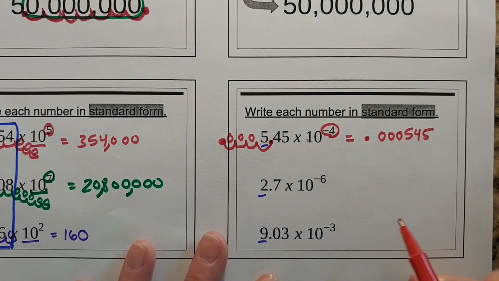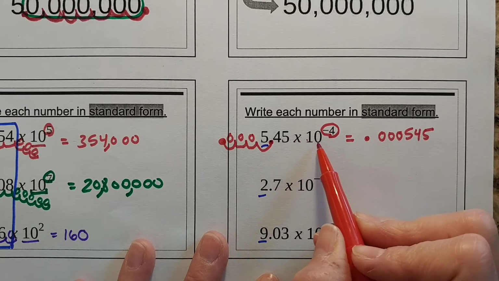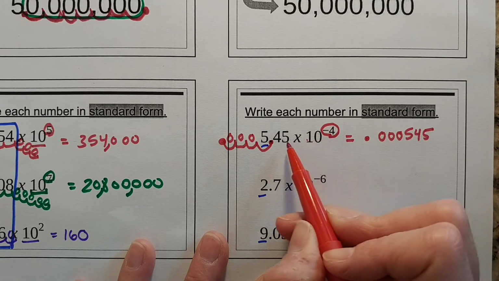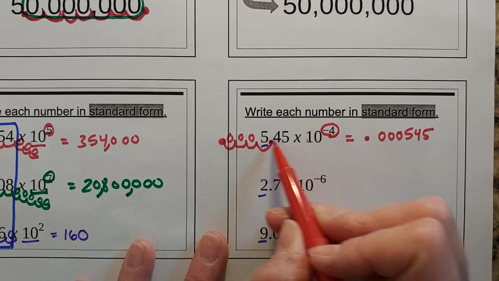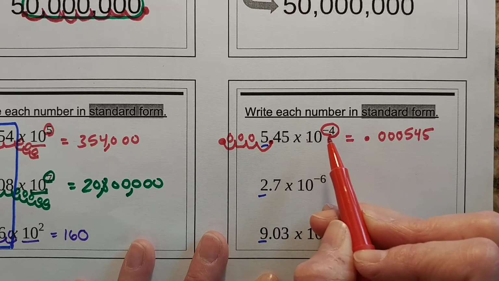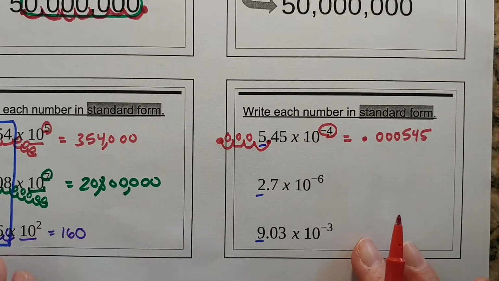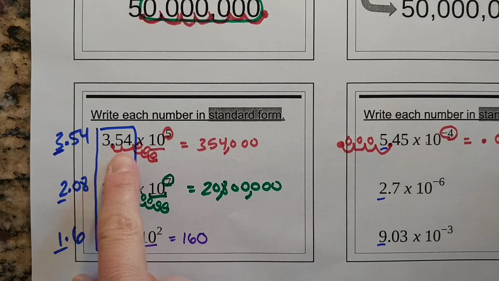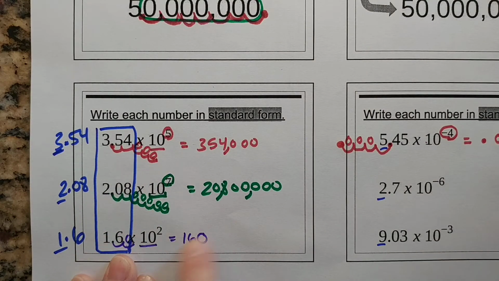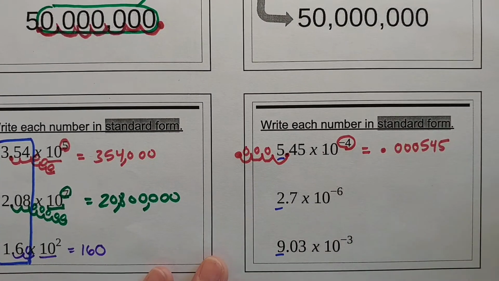Again, if we type this into our calculator, 5.45 times 10 to the negative 4th, it would do the same thing. Instead of moving the decimal point to the right, it would move it to the left to make it a very small number. Over here, all of these decimal points move to the right to make it a large number. Here we're moving to the left.